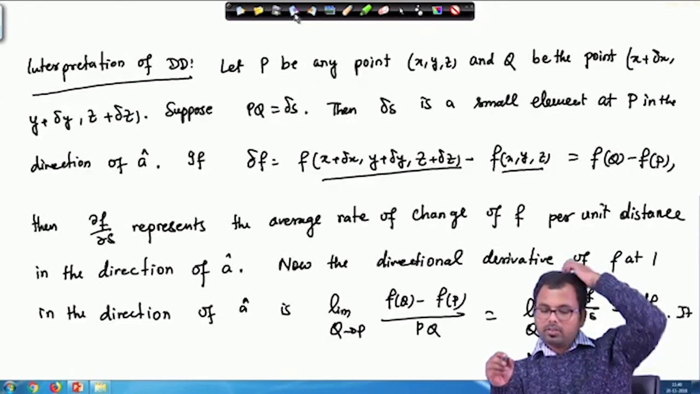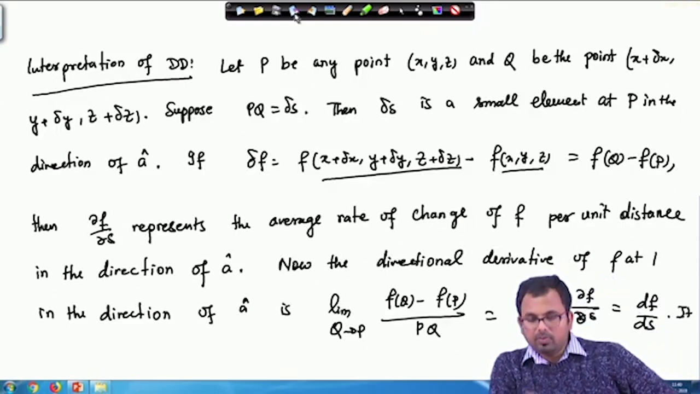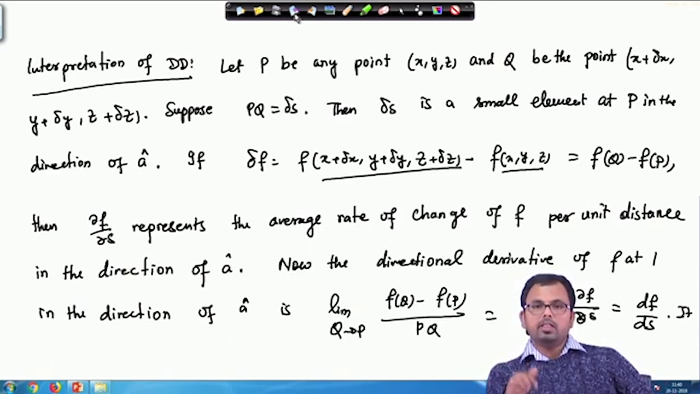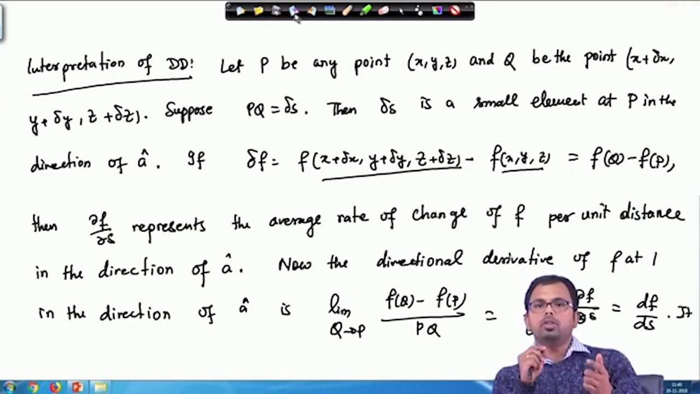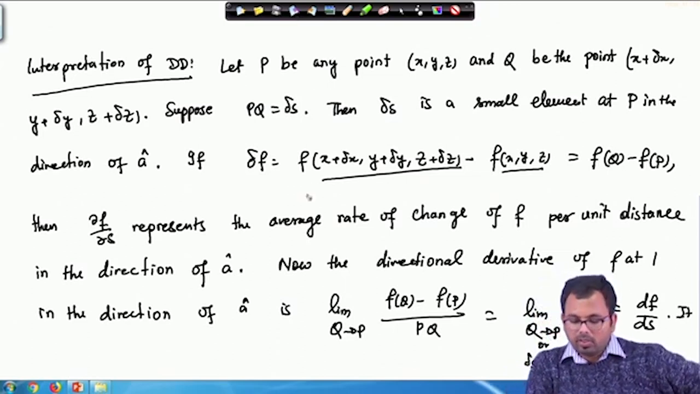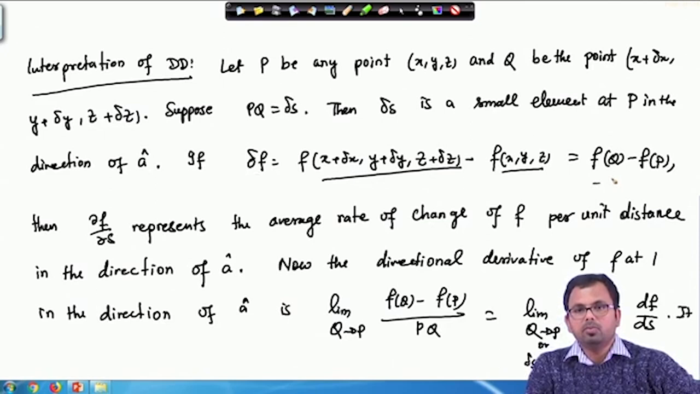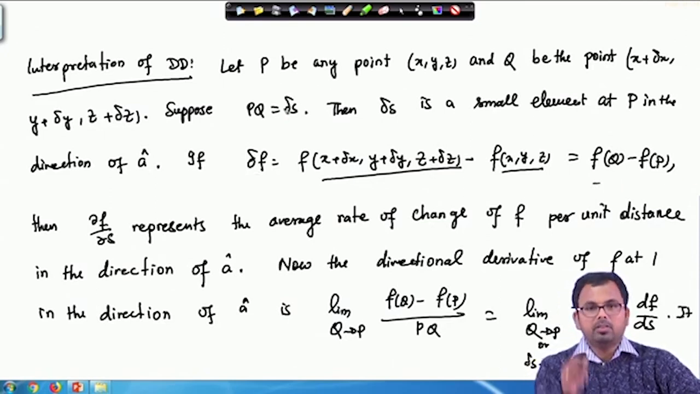So, what it means physically is that we have two neighboring points on the surface f(x,y,z) = C, and the small increment in the function f from the point P to Q is denoted by delta f. That small increment in the function f, we write as delta f, which is basically f(Q) minus f(P), and the small element, which is this PQ, is basically delta s.